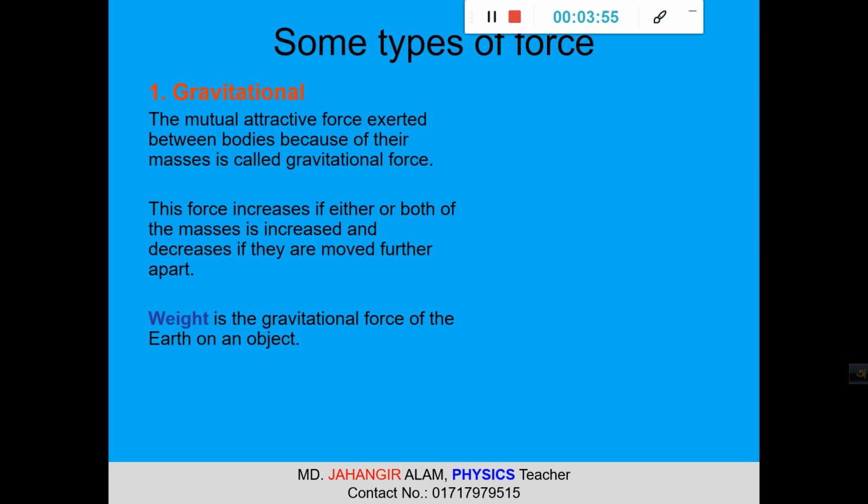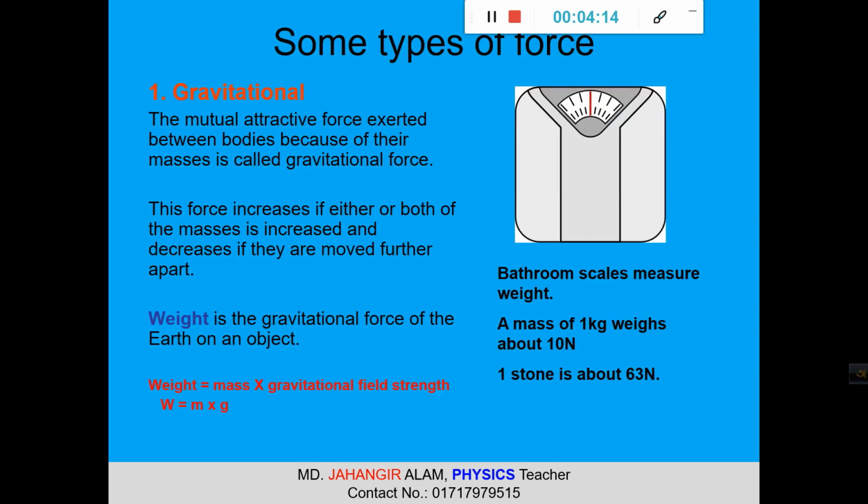Weight is the gravitational force of Earth on an object. We can calculate weight by using the following formula: weight equals mass times gravitational field strength, small g. So W equals m times g. A bathroom scale measures weight. A mass of 1 kg weighs about 10 Newton. A stone is about 63 Newton.